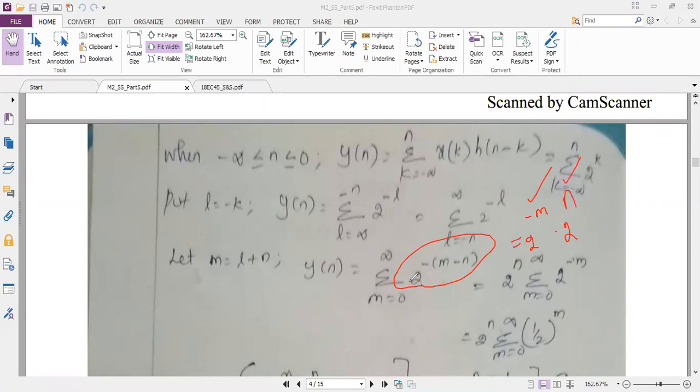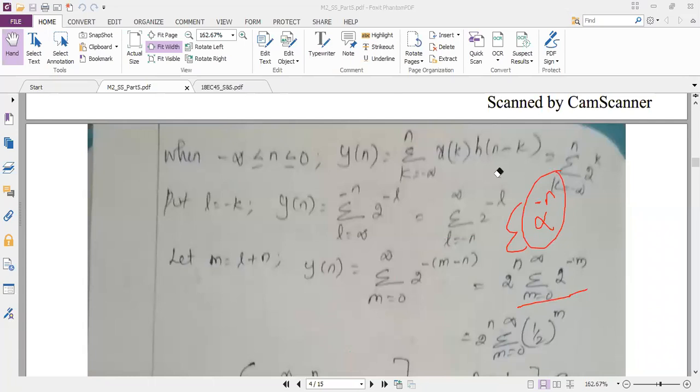2 power n, very good. So 2 power n, I will move it outside. So inside the summation, I'll be having m is equal to 0 to infinity 2 power minus m. This 2 power minus m, I do not have a formula with minus. I have alpha power n, summation with alpha power n format. I do not have alpha power minus n format.